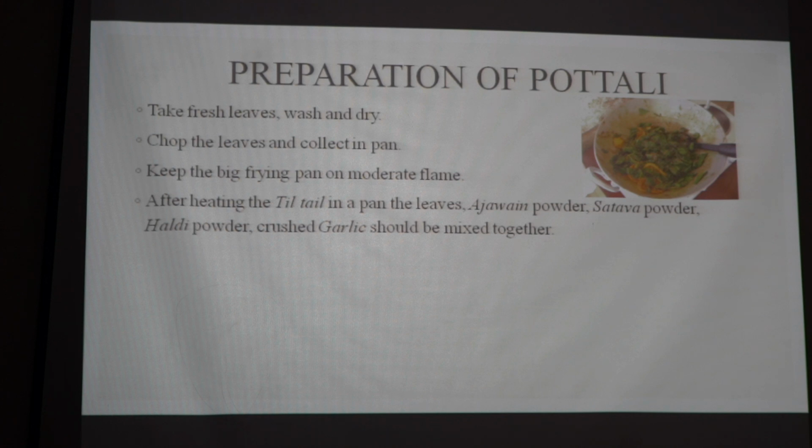We take the fresh leaves, we wash them, dry them, and then we chop them. Then we take a big frying pan, pour til around 100 ml. We heat it on a moderate flame. After that, we add all the ingredients. First we'll add leaves. Then after that, ajwain powder, shatava powder, haldi powder, crushed garlic. They should be mixed together, as we can see in the picture.